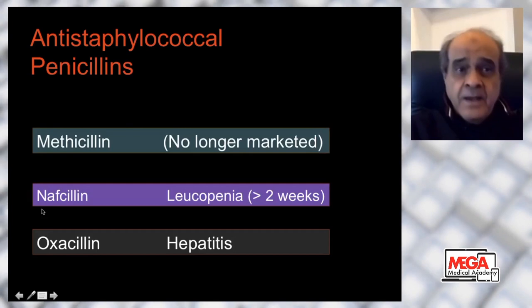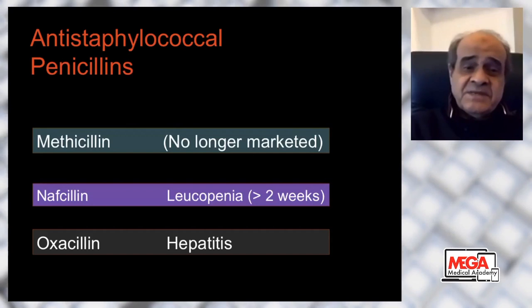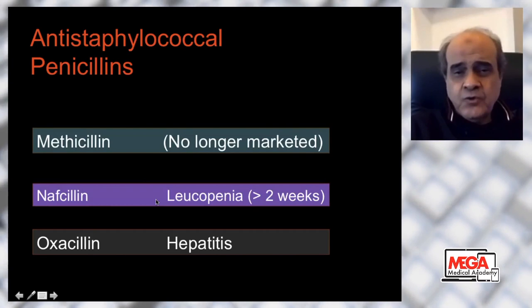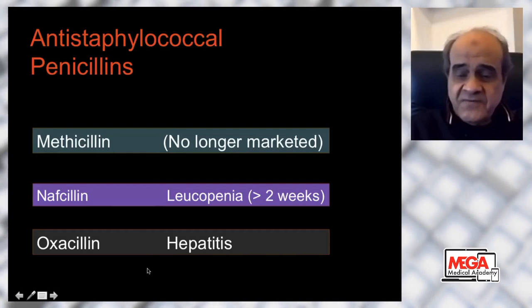Anti-staphylococcal penicillins, I just remind you: there is amoxicillin, which is no longer marketed now. Nafcillin may cause leukopenia during long use. Oxacillin may also cause hepatitis if used for a prolonged time.